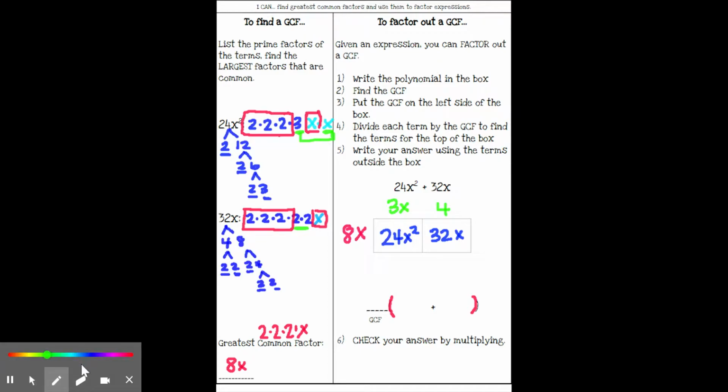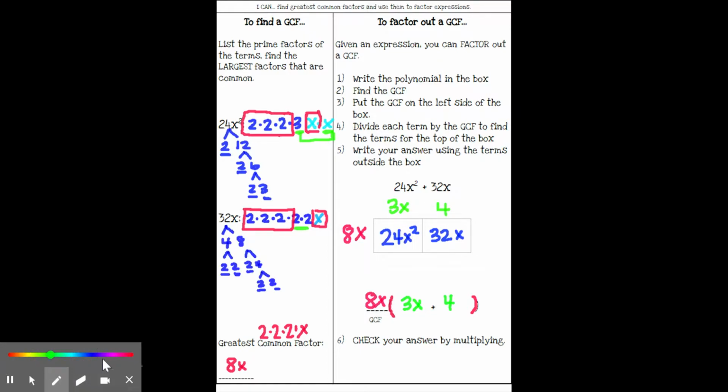And so then step 5 says we are going to write our answer. The GCF goes on the outside of the parentheses, and then the leftover parts on the top go inside the parentheses, 3x plus 4. And then step 6, as you know, we like to check our work all the time.